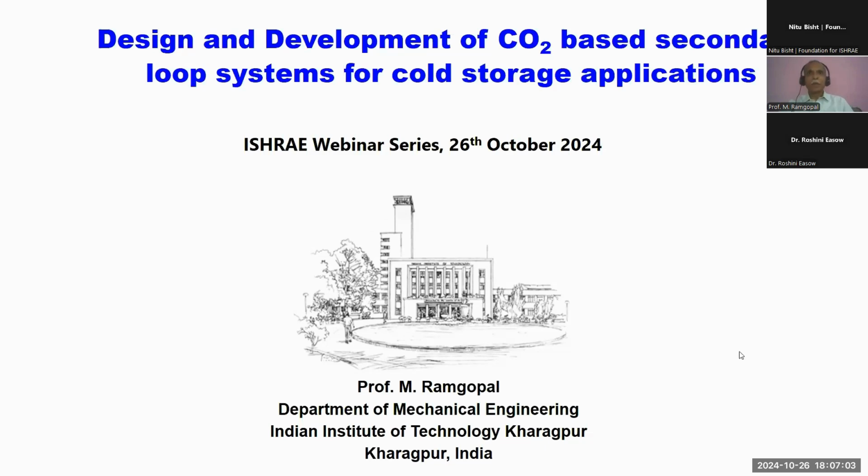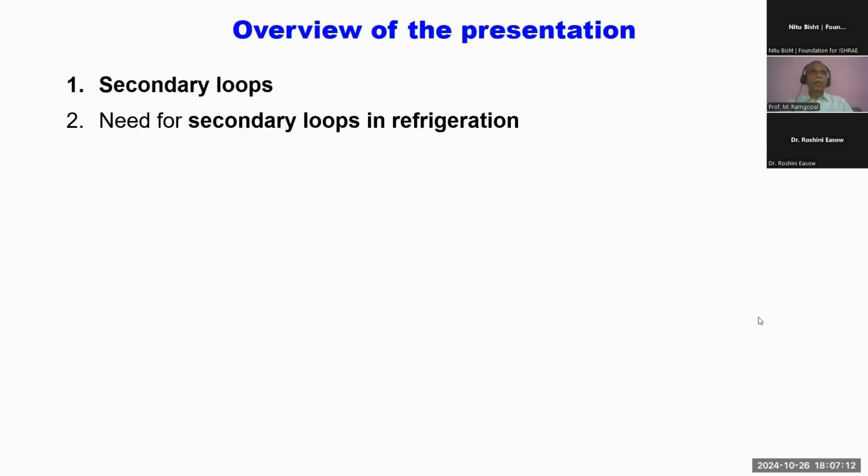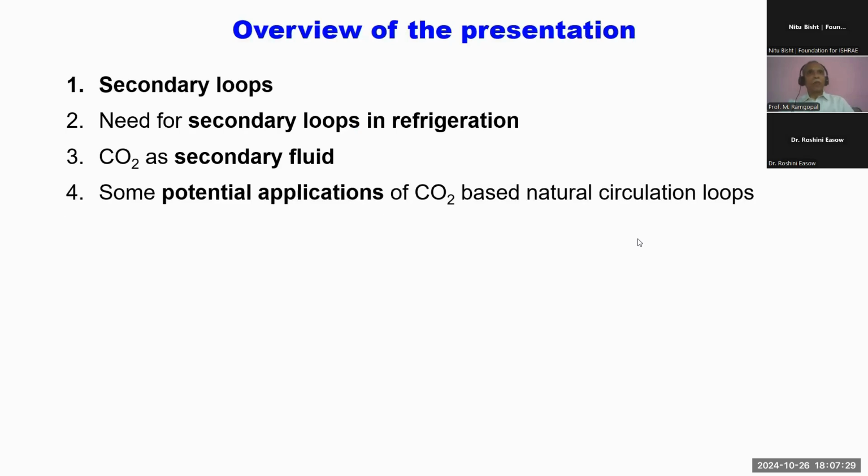Before I actually discuss this particular project, I would like to give a brief background. This is the overview of the presentation. I'll quickly explain about secondary loops and why we need secondary loops in refrigeration. In this system, we have used CO2, carbon dioxide, as a secondary fluid. So what are the advantages of carbon dioxide in comparison to the other fluids? And what are the potential applications of CO2-based natural circulation loops? We have been working on these CO2-based loops for quite some time, so I would like to mention very briefly some of the studies carried out at IIT Kharagpur on these systems.